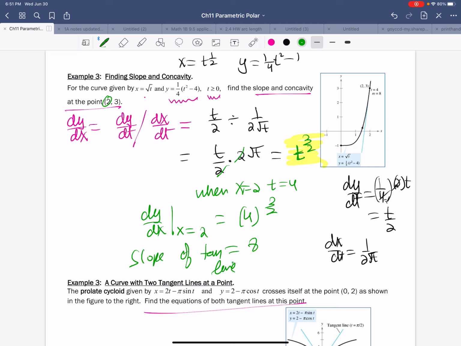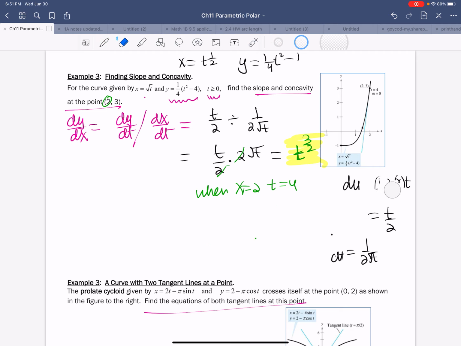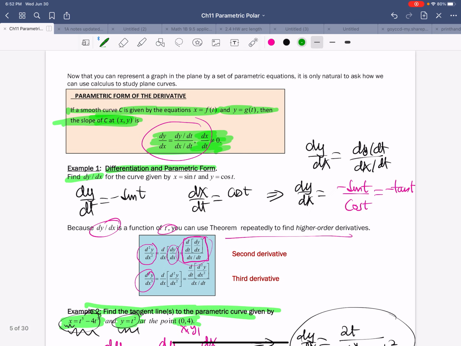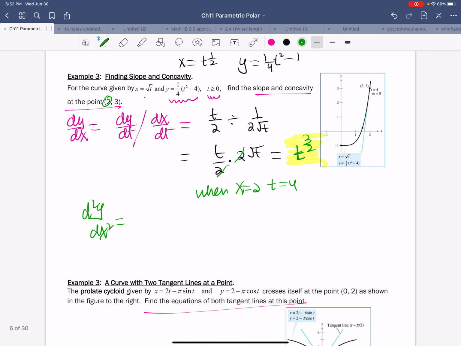Now we also want to find out concavity. To find concavity, we need to find the second derivative. We already found the first derivative, but we're going to be looking at the second derivative now. So let's go ahead and find the second derivative. I'm going to erase the work to make some space. Keep in mind, the second derivative, d squared y over dx squared, is the derivative with respect to t of dy/dx divided by dx/dt.